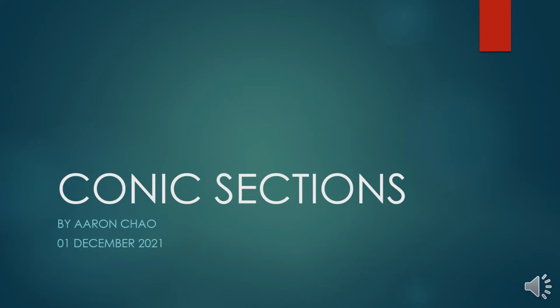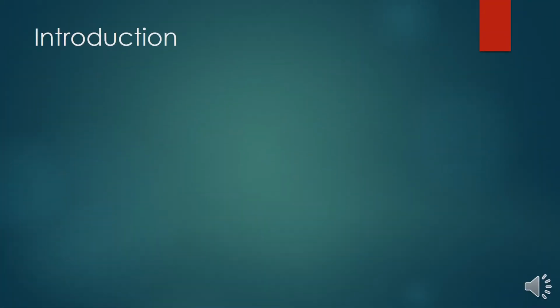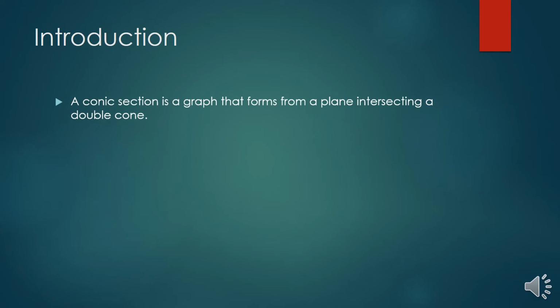Hello, I'm Aaron Chow, and today I'm going to describe my conic section project. A conic section is a graph that forms from a plane intersecting a double cone.